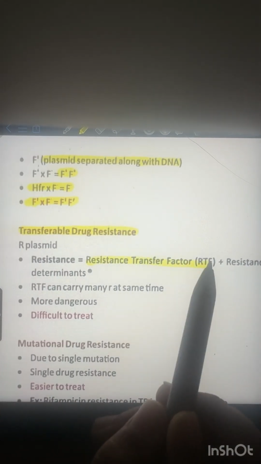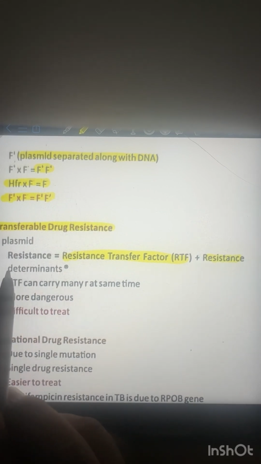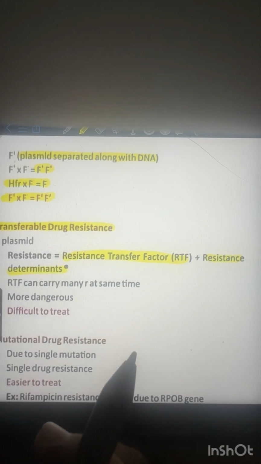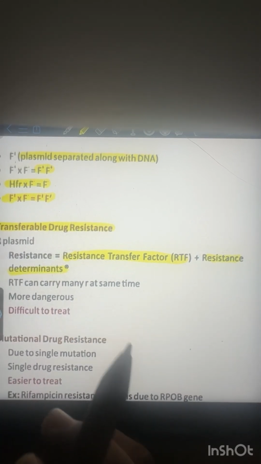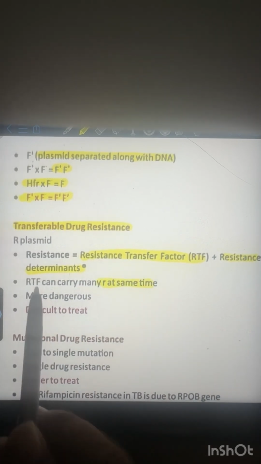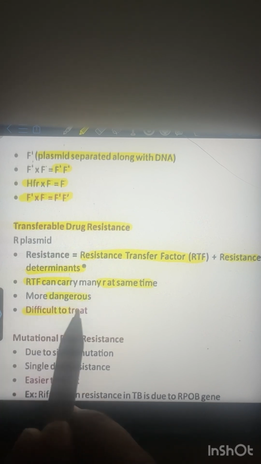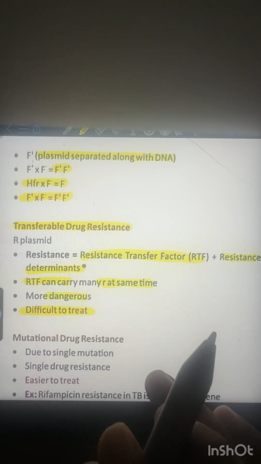On that, many drugs can be carried at the same time. These small R's are known as resistance determinants. So look at this. This one RTF is carrying resistance to so many antibiotics at the same time. This is going to be so dangerous. Now imagine if this one ends up going to a bacteria, in one go the bacteria will become resistant to 10 antibiotics at the same time. So this is going to be very dangerous and very difficult to treat. And that is what is known as transferable drug resistance.